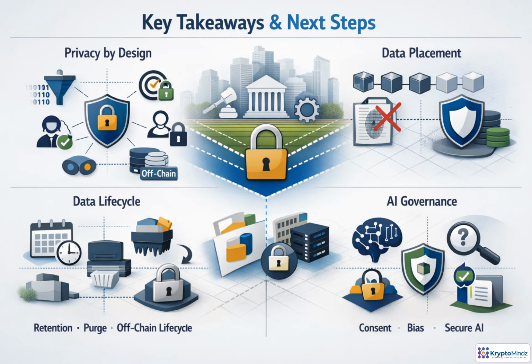Privacy in Fabric is a design discipline, not an add-on. Minimize sensitive data, keep it off-chain unless there is a clear reason to write it, and plan access, retention, purge, and erasure before production. For AI, govern consent, inference, bias, and explainability. Next, we connect these choices to enterprise risk and production readiness.